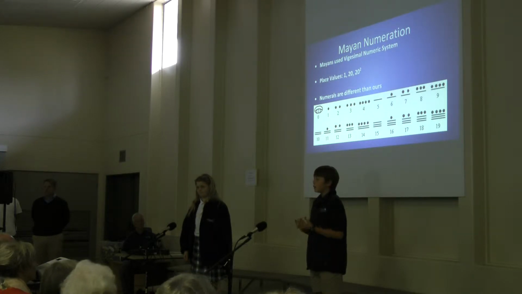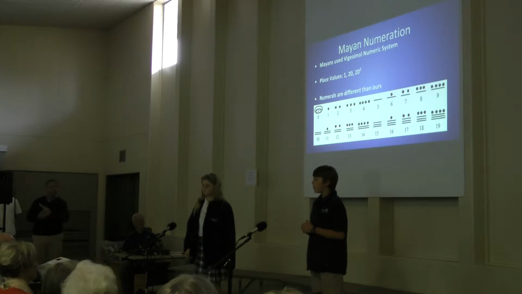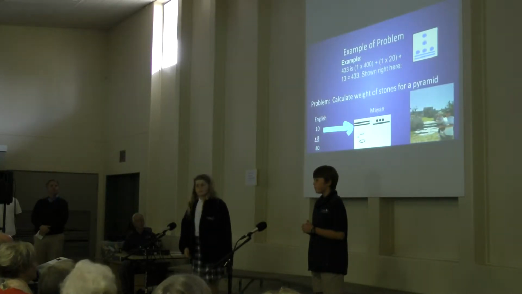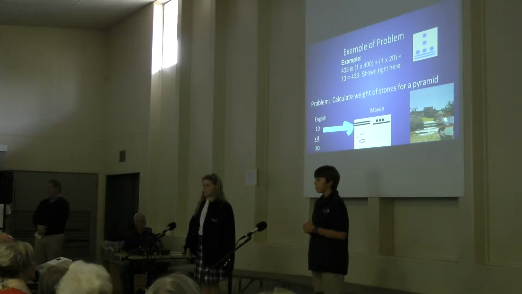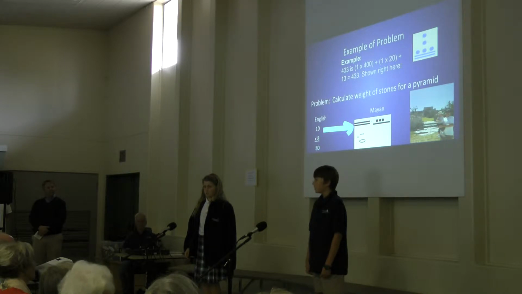We think their number system is different than ours because they use dots and lines, and we use digits in powers of 10. For example of a number, we have 433. The Mayans use expanded notation, so the first dot on the top would be 400, the dot under would be 20, and the rest would be 13. So you add them together, you get 433. For our multiplication problem, we did 8 times 10 equals 80, and it is shown next to the problem.